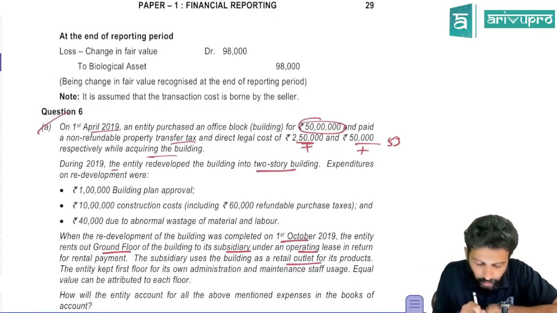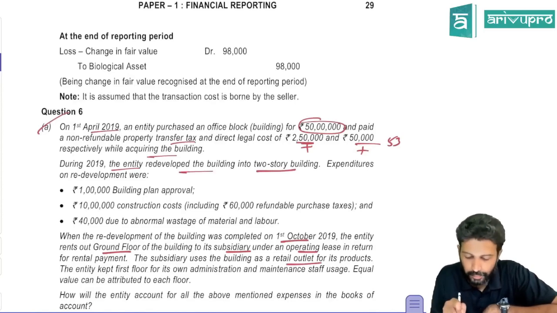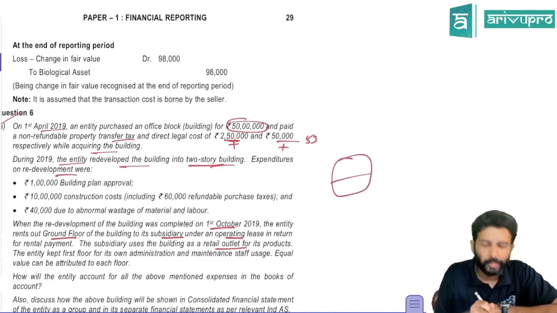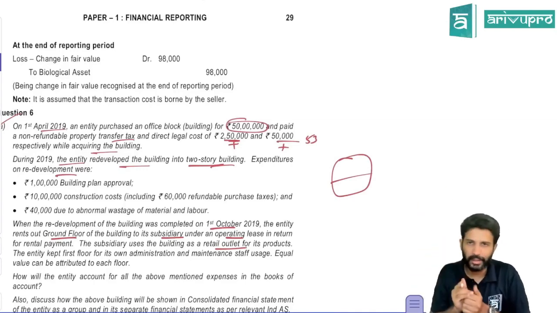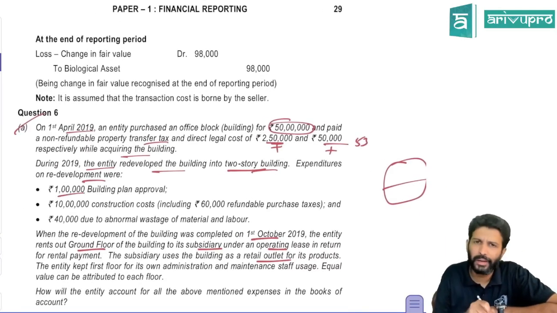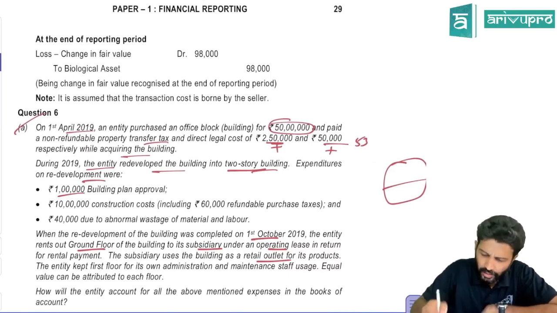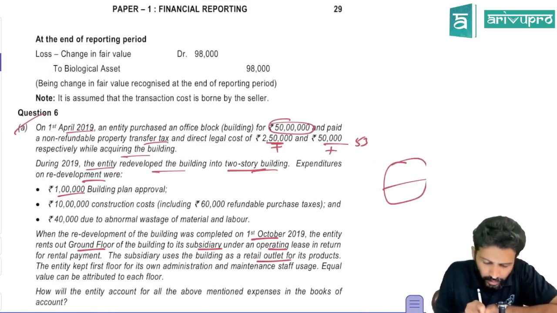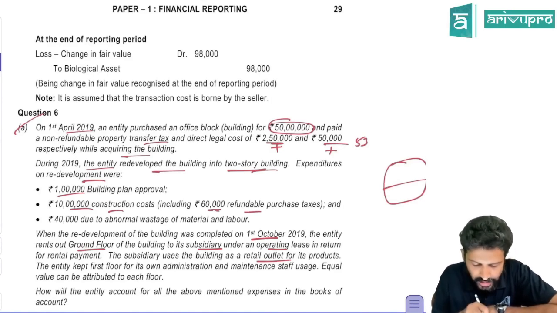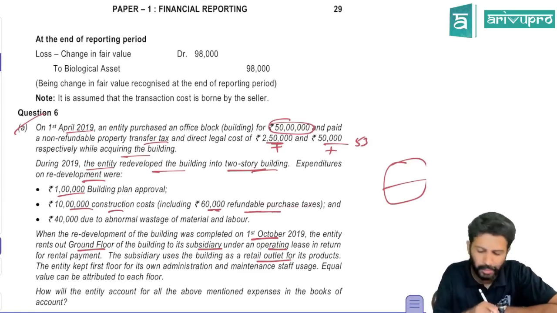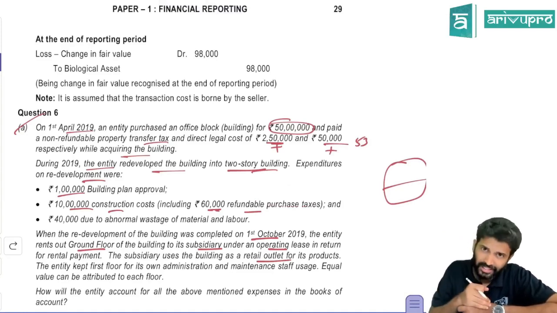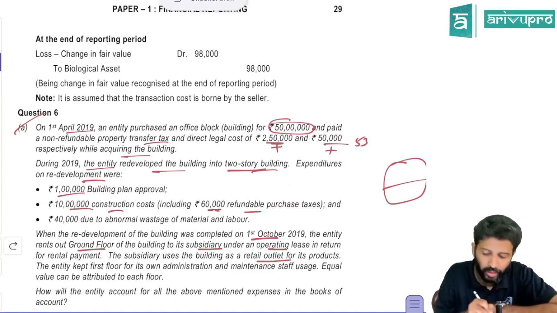Then what? During the year 2019, same year only, the entity redeveloped the building into a 2-storied building. Obviously, if you're constructing a 2-storied building, you will incur some construction expenditure. They've given 1 lakh for building approval. Can you add? Yes. Then construction cost of 10 lakh. Can you add? Yes. But this 10 lakh includes 60,000 refundable purchase tax. So non-refundable tax you can add, right? Refundable tax can you add? No. But this 10 lakh includes the 60,000.